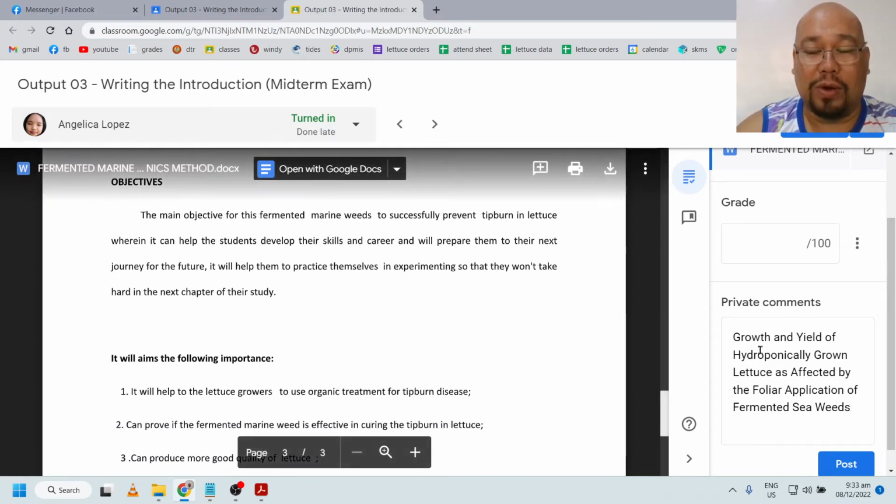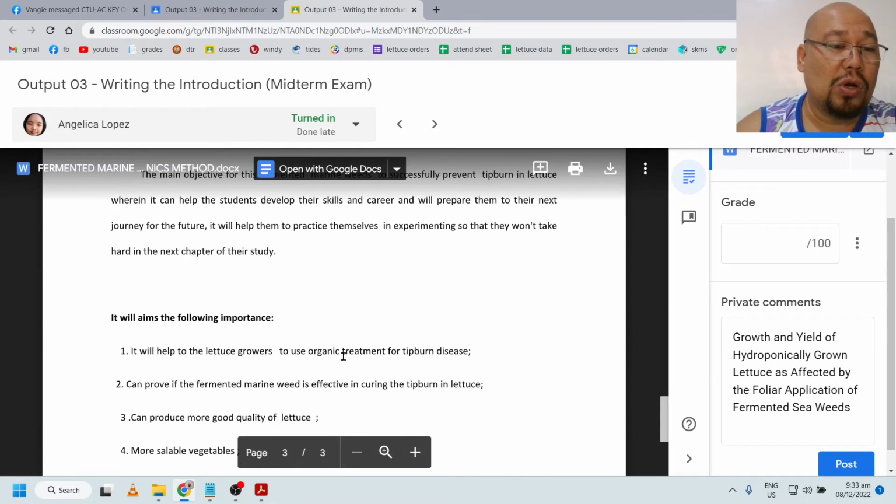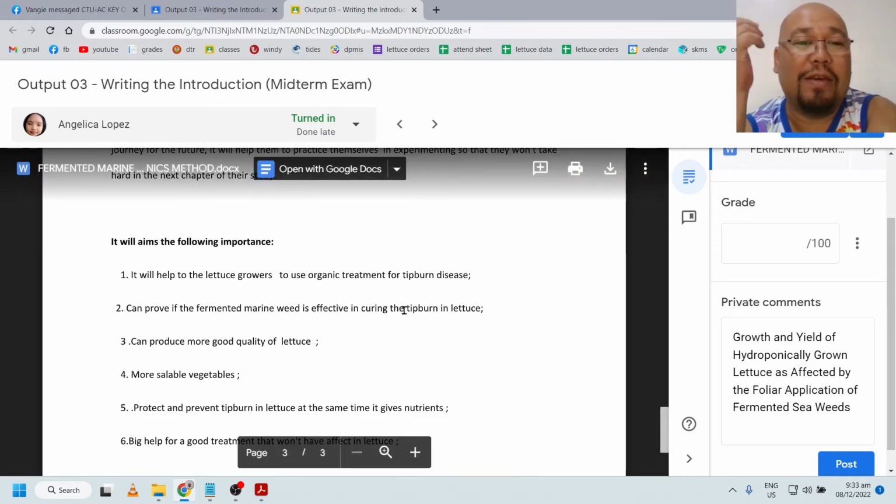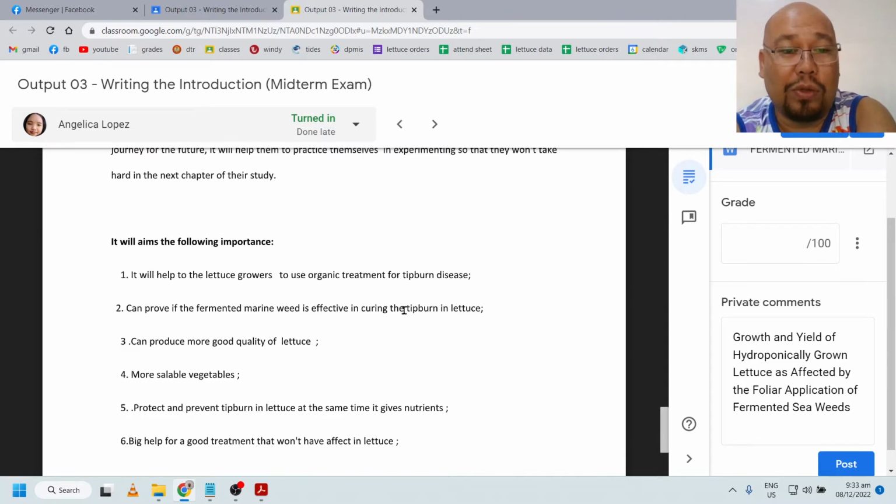Now, we already have talked about growth and yield. So, your objectives should be somewhere there, no? Dili na tawo help lettuce farmers. So, unsa may effect niya dito sa growth ug sa yield.